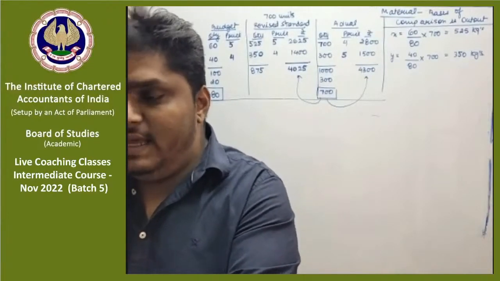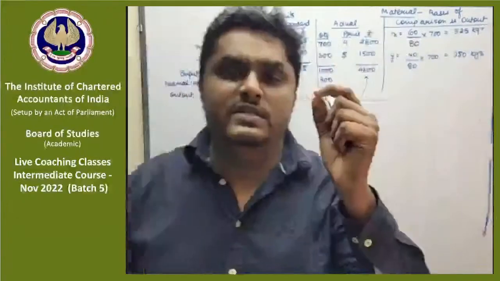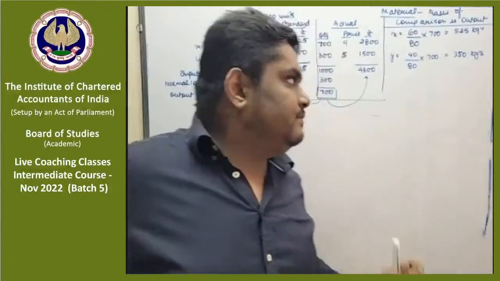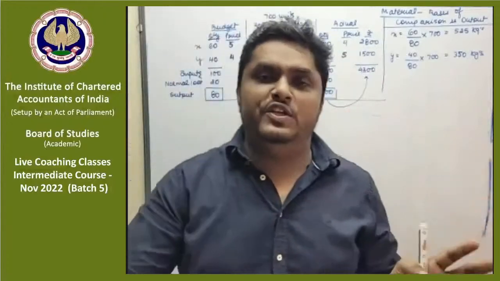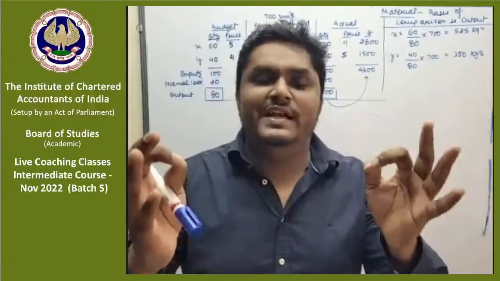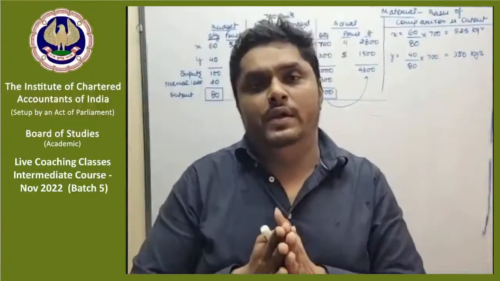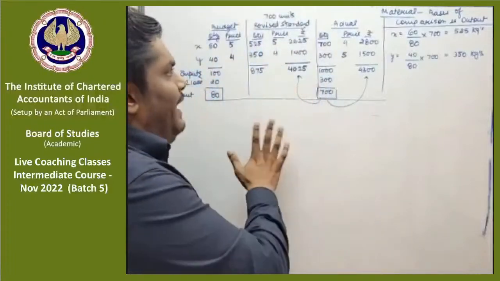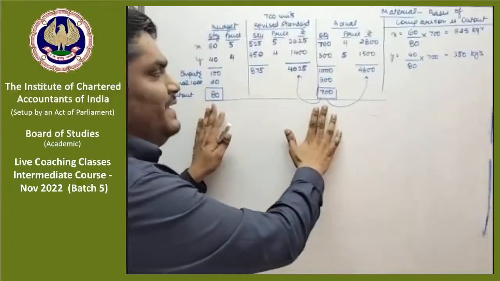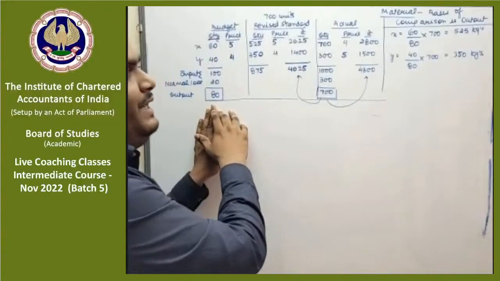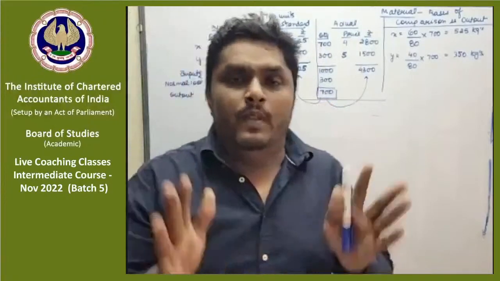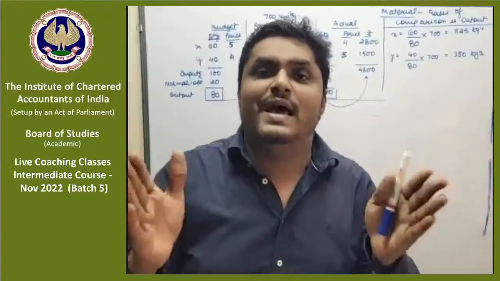Anyone else having any doubts in this presentation part? This is a very important part of the question. I repeat again, when talking about the preparation of this table, first thing, the budgeted data is given only for 80 units, and the actual data is given for 700 units. So there is a difference in units. So these two figures are not comparable.